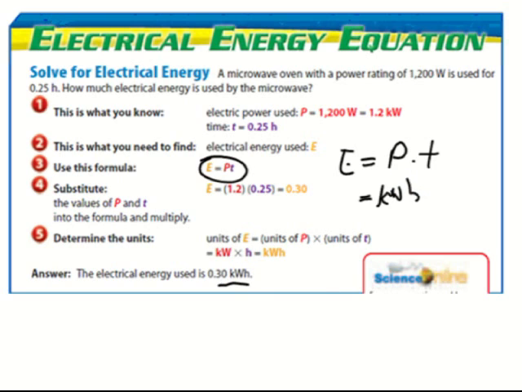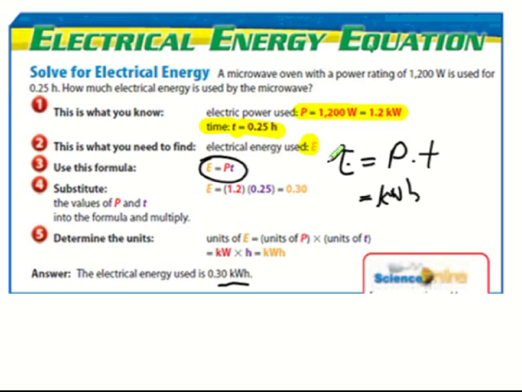So for this example, it says a microwave oven with a power rating of 1,200 watts is used for a quarter of an hour. How much electrical energy is used by the microwave? Well, we know that there's a power rating, and that power rating is being transferred in the problem here to kilowatts, 1.2 kilowatts, and the time it's running is 15 minutes, or a quarter of an hour.